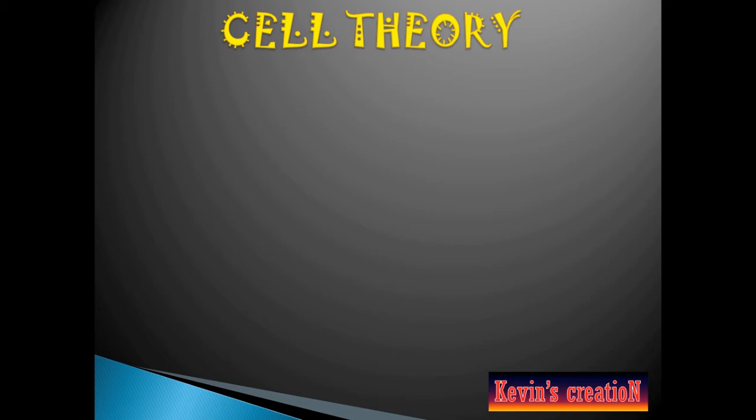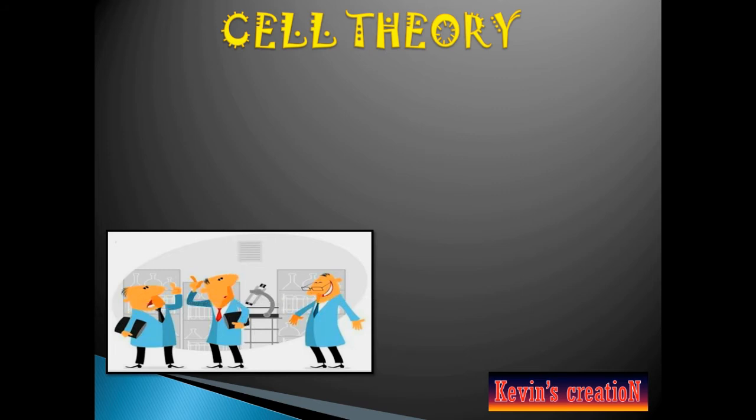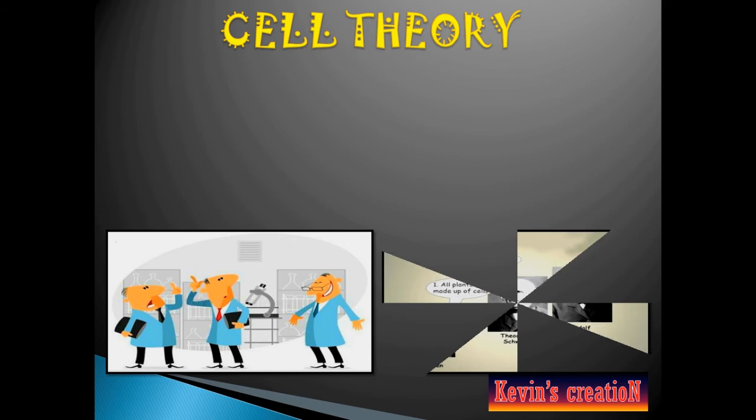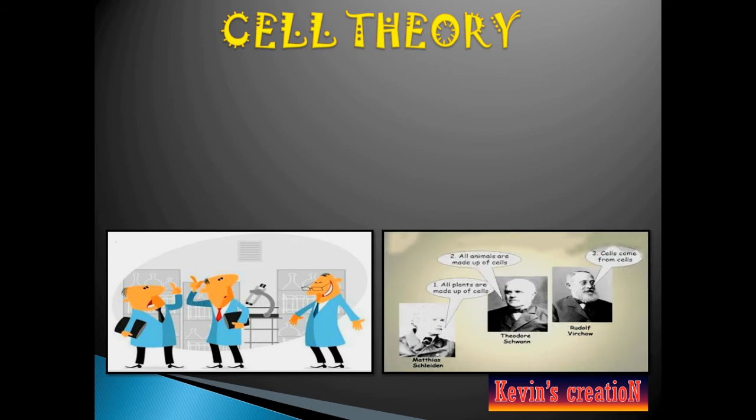Now something which is very, very important. This is known as cell theory. The scientists who were working on this discovery of cell, they gave this cell theory. In the picture, how many scientists can you see? There are three. One is Matthias Jakob Schleiden, another one is Theodor Schwann, and the last one is Rudolf Karl Virchow.